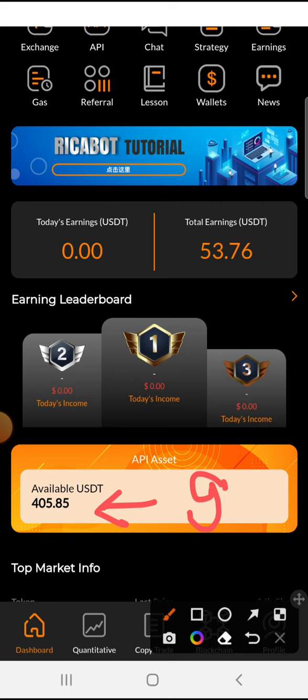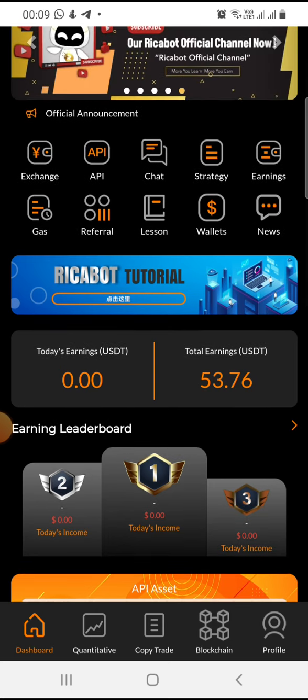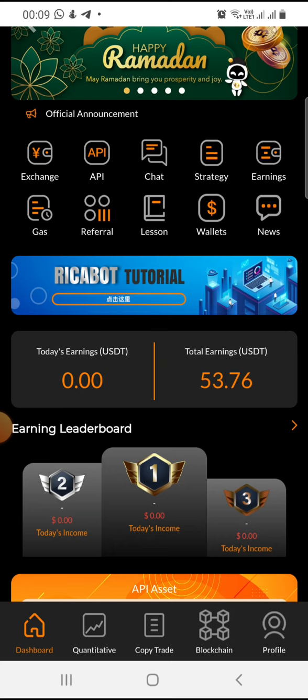I received $9, so in my wallet, apart from this, I have $9, because here it's showing the total in our USDT wallet. So with the extra $9 I have 405. When I calculate my profit, I should deduct this $9 from my profit to match the 53.76. Let's calculate. Before that we need to go and check the strategy to calculate our profit.